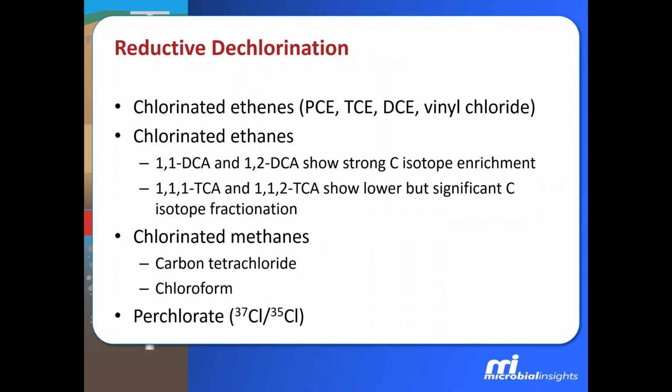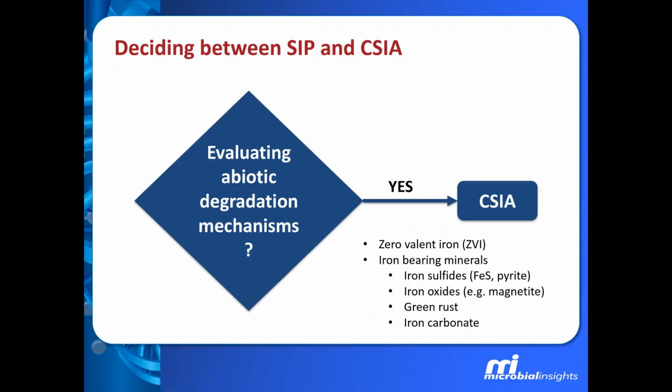For example, the kinds of compounds that we've been discussing here, and some other compounds added to the list. All these different chlorinated compounds that undergo reductive dechlorination. What if we want to evaluate abiotic degradation mechanisms? For example, using zero-valent iron or naturally occurring material that may be giving us abiotic reduction of contaminants, then again, CSIA is your only choice. With abiotic degradation, stable isotope probing is much less sensitive.